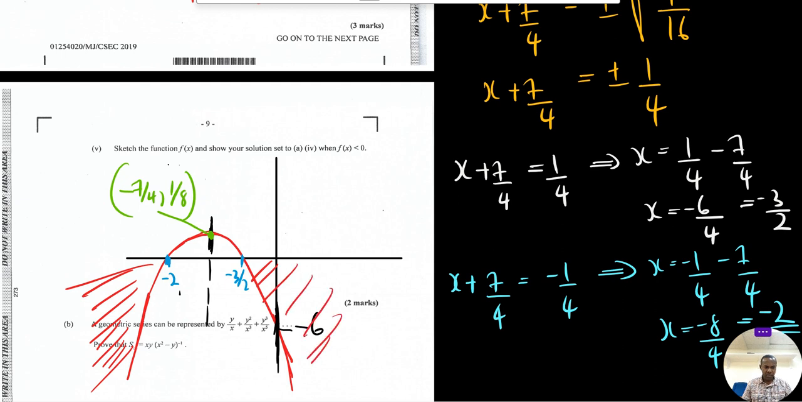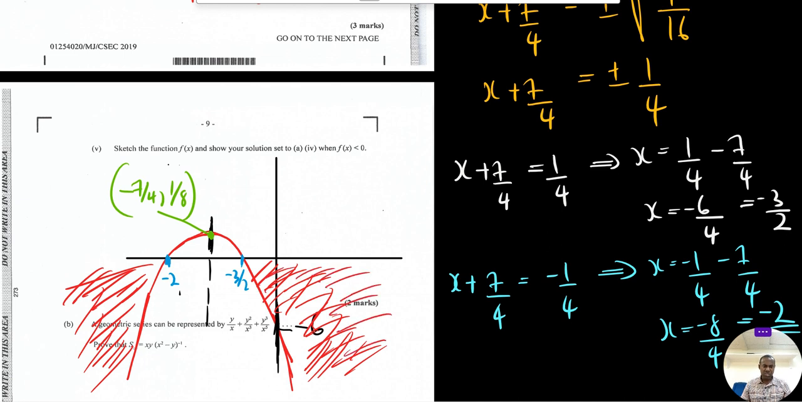Because clearly, between minus 2 and 3 over 2, the graph is on or above the x-axis. However, to the left of minus 2, it is below the x-axis, and to the right of 3 over 2, it is below the x-axis once again. So these shaded regions will be the solution to the inequality f of x is less than 0. Okay? Yes, that is that.